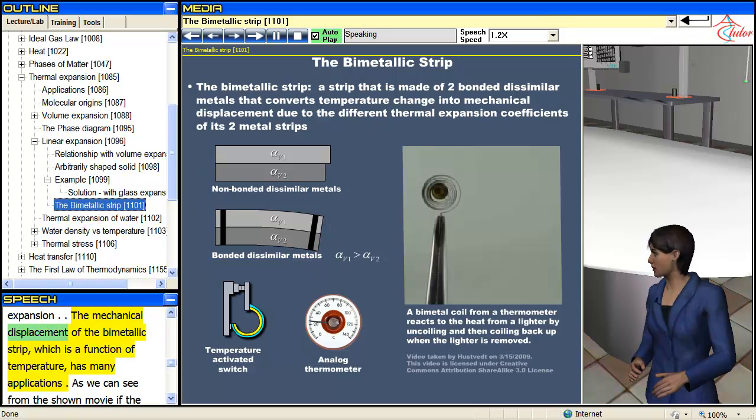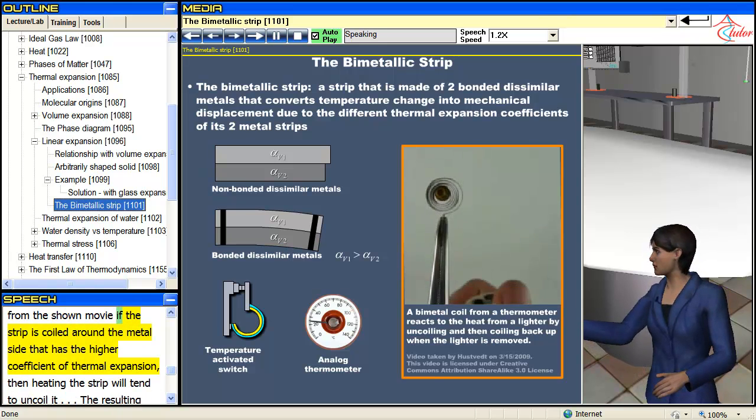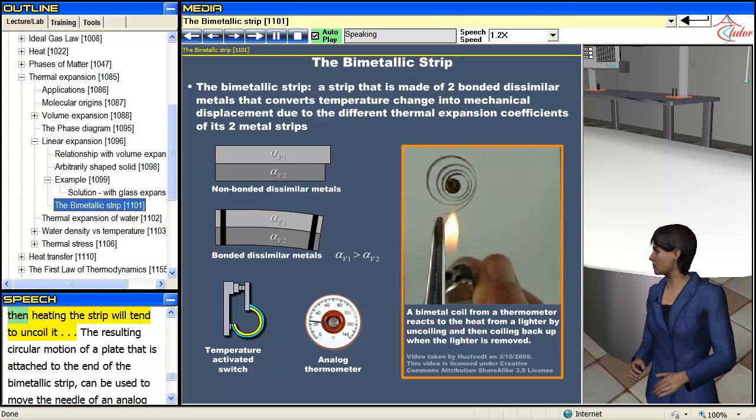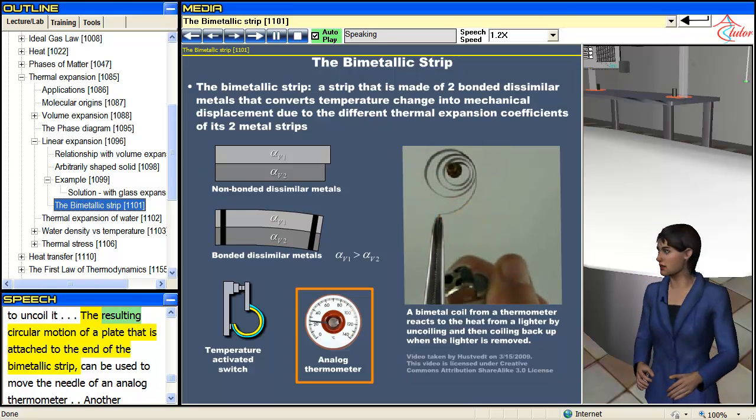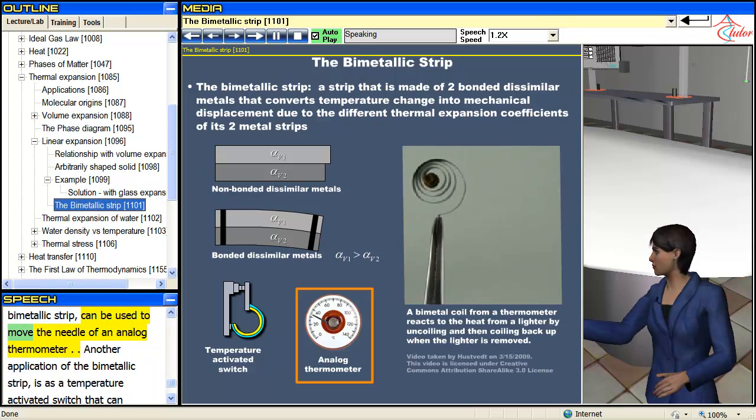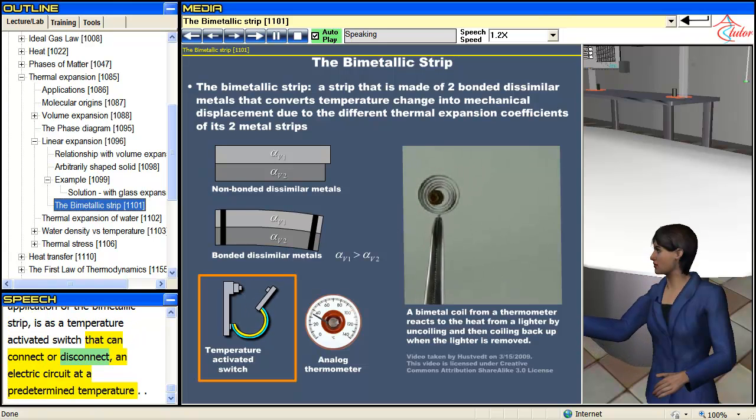The mechanical displacement of the bimetallic strip, which is a function of temperature, has many applications, as we can see from the shown movie. If the strip is coiled around the metal side that has the higher coefficient of thermal expansion, then heating the strip will tend to uncoil it. The resulting circular motion of a plate that is attached to the end of the bimetallic strip can be used to move the needle of an analog thermometer. Another application of the bimetallic strip is as a temperature-activated switch that can connect or disconnect an electric circuit at a predetermined temperature.